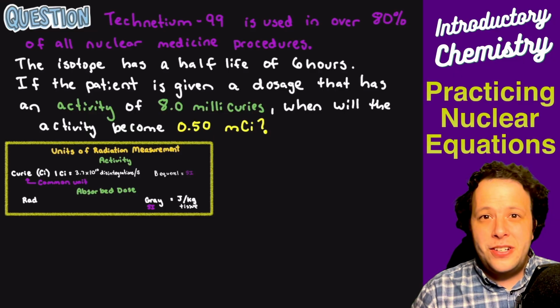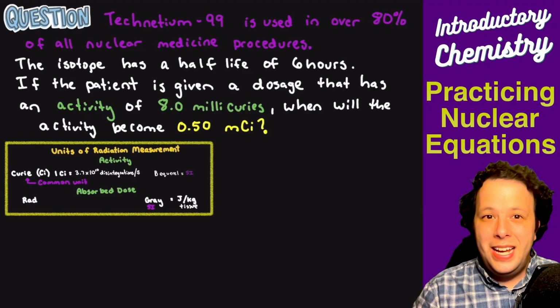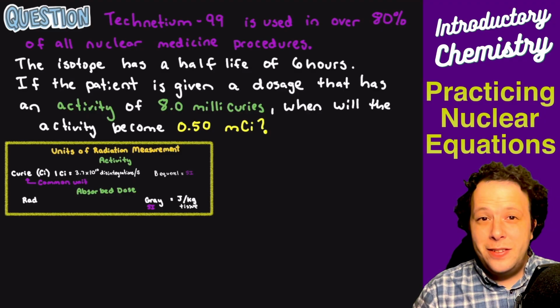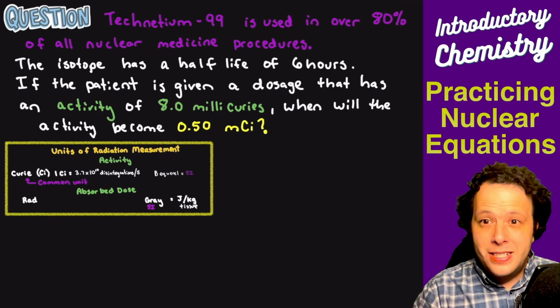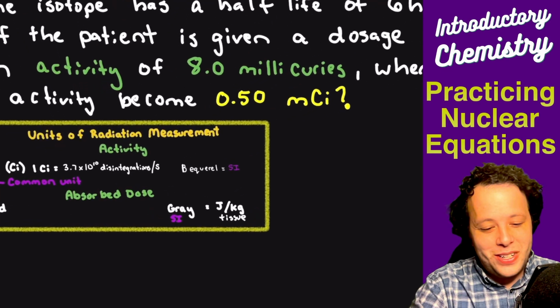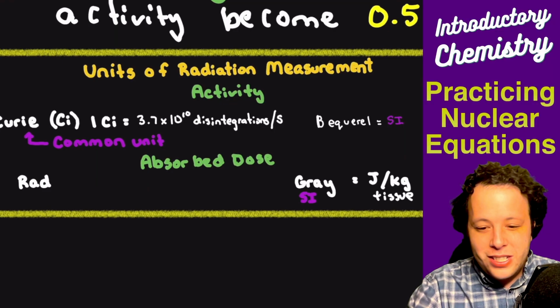Now, if the patient is given a dosage that has an activity of 8.0 millicuries, when will the activity become 0.50 millicuries? Now, what the heck is a Curie? I never talked about that in any video. Well, let's look at it real quick.